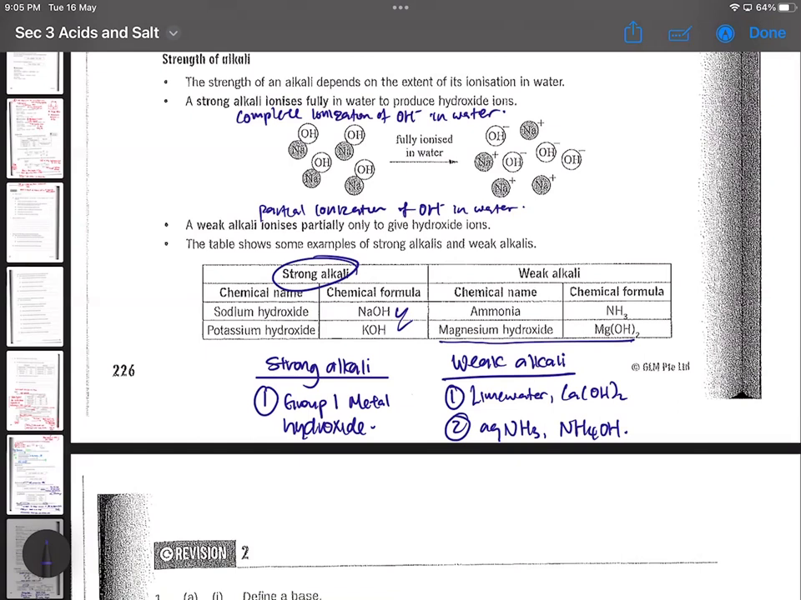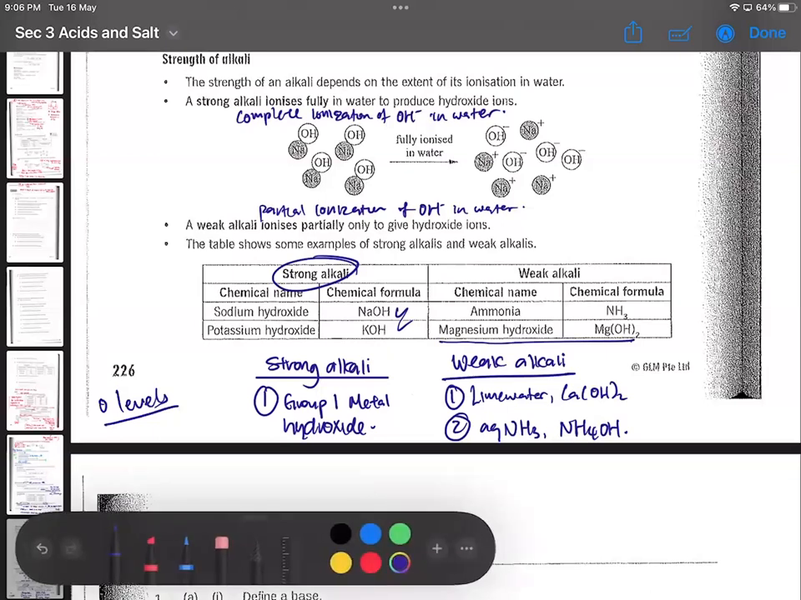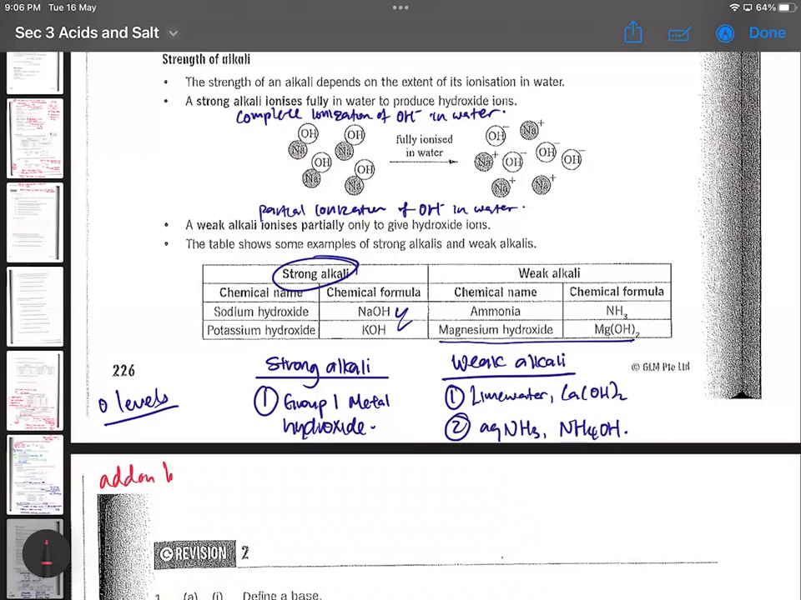Now, I'm going to add on a few more that depend on your teachers. Technically, for O levels, this is good enough. For O levels, you need to know this. This is added on by different schools. So for strong alkali, no debate, it's only group 1 hydroxides. It's the weak alkalis that some schools add a few more.